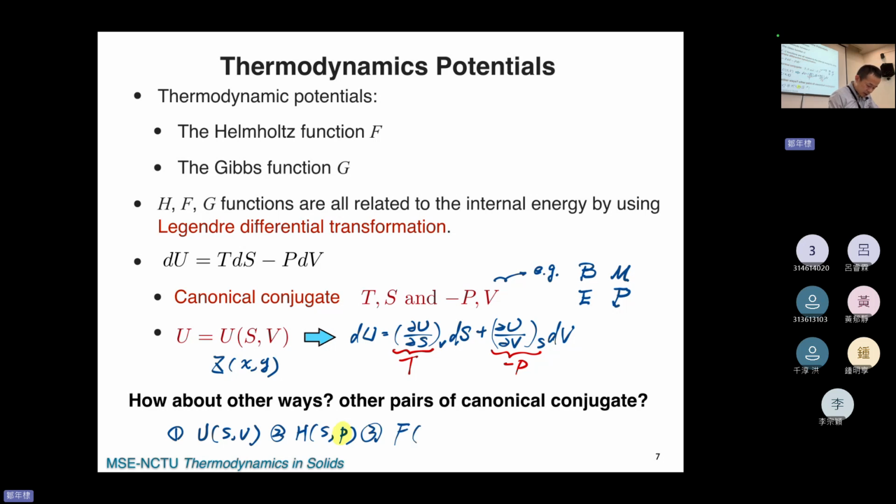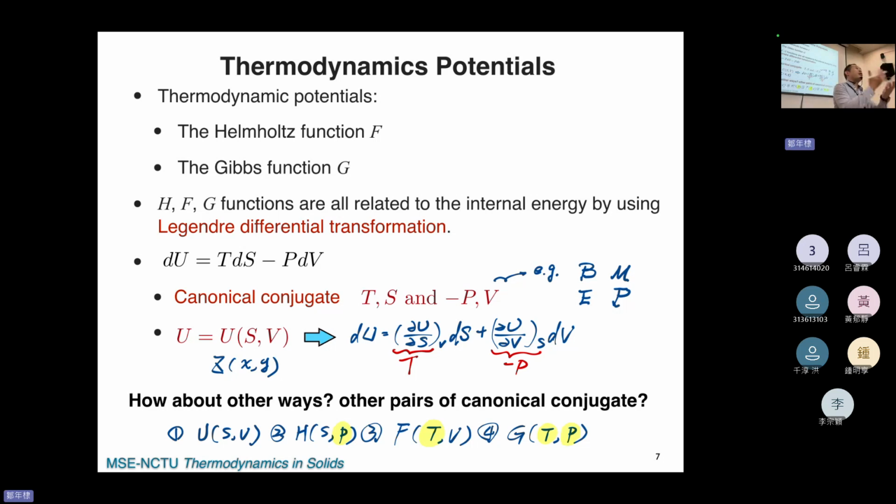Or we can say the third: F, T, and V. We change the first variable, and then the fourth, we change both. Okay, G, P, T. So basically, they are all connected, describing the same thing, but just changing different variables. What does that mean in our experimental interpretation?